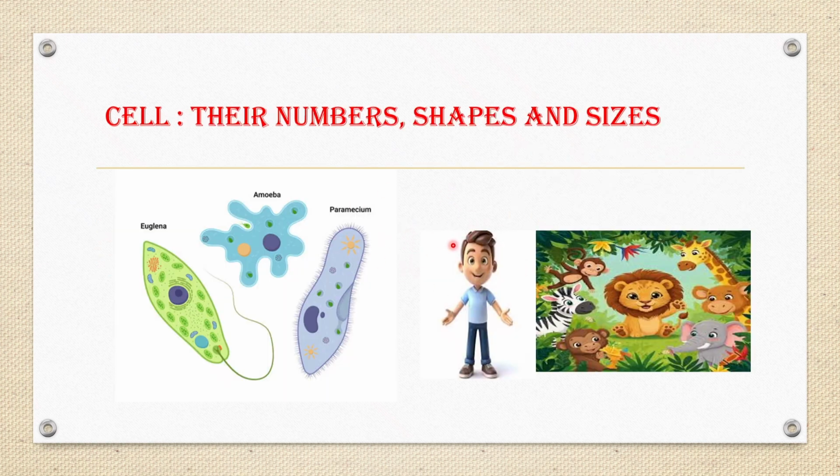Let us understand about cell number. Cell number means how many cells an organism has in its own body, right? Cells are basically divided into two types, unicellular and multicellular. As the name suggests, uni means one. The organism has only one cell in its entire body. Examples are amoeba, euglena, and paramecium. They can eat, move, grow, and reproduce, and that one cell does everything.